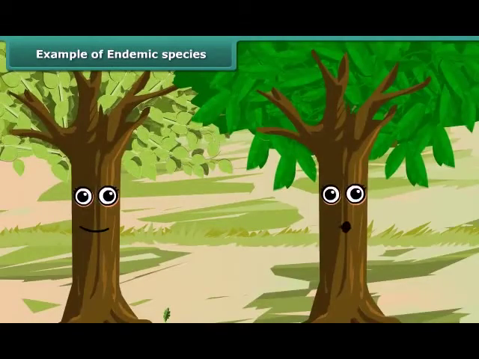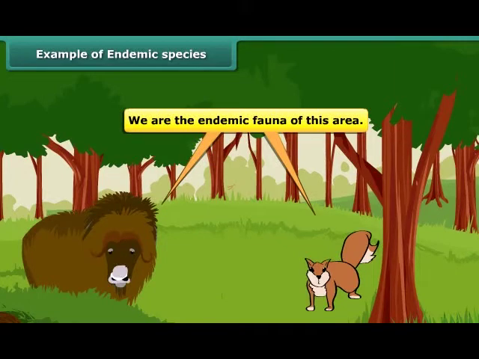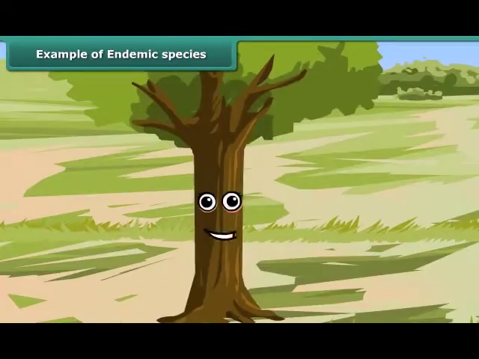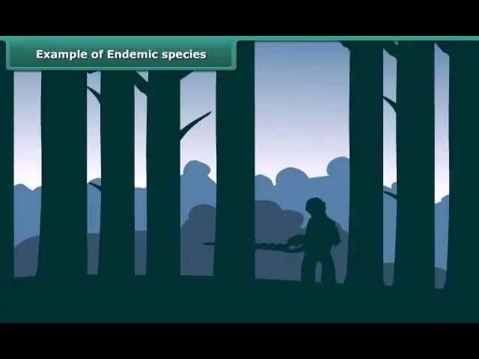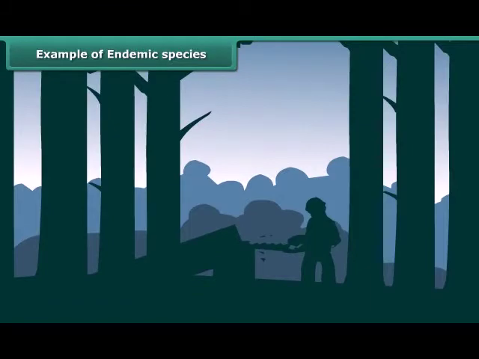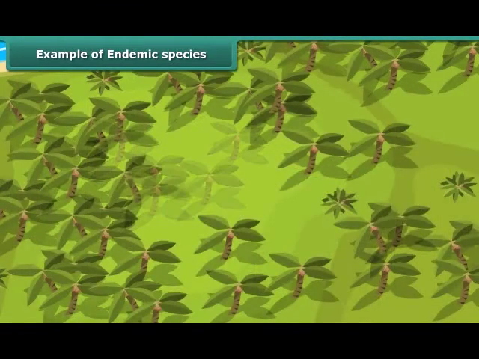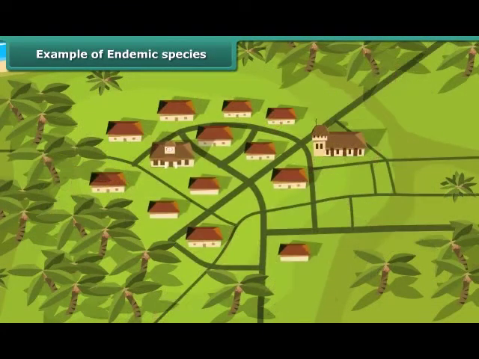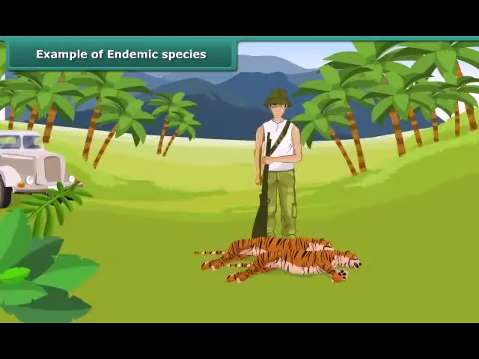We are the two endemic flora of the Pachmarhi Biosphere Reserve. We are the endemic fauna of this area. What factors lead to making them endemic species? Well, humans are the main reason. The destruction of their habitat, increasing human population, and introduction of new species may affect the natural habitat of endemic species and endanger their existence.